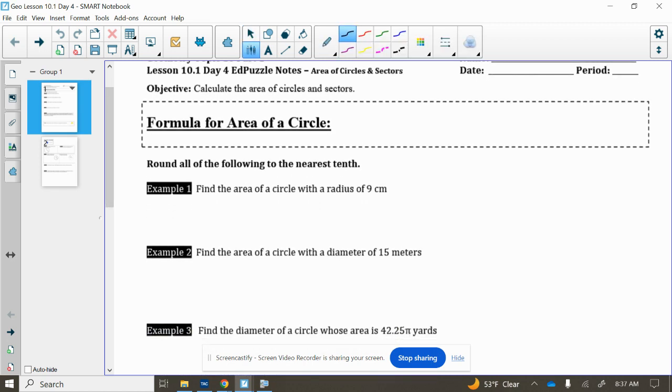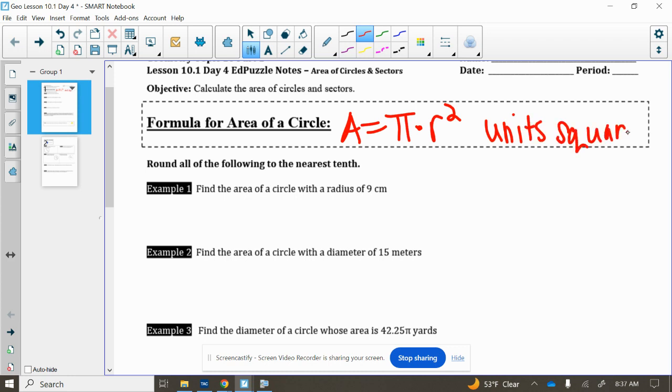The formula for the area of a circle is pi times the radius value squared. So notice this time we have to have the radius in order to find the area. So if they give you the diameter, you must find the radius first. And a reminder that your area is always calculated in units squared for this reason.